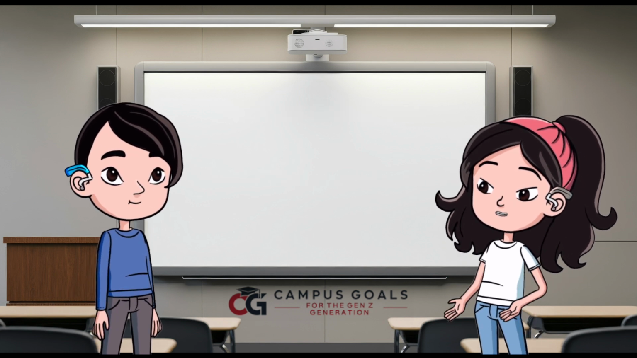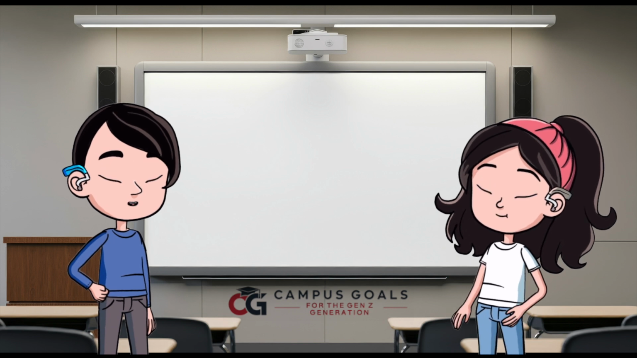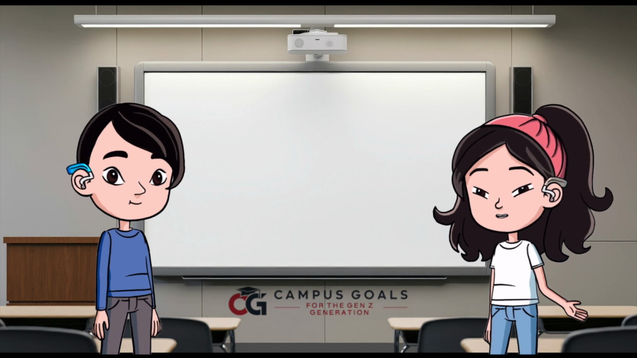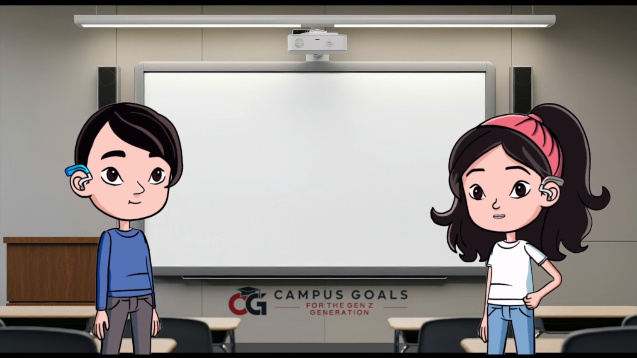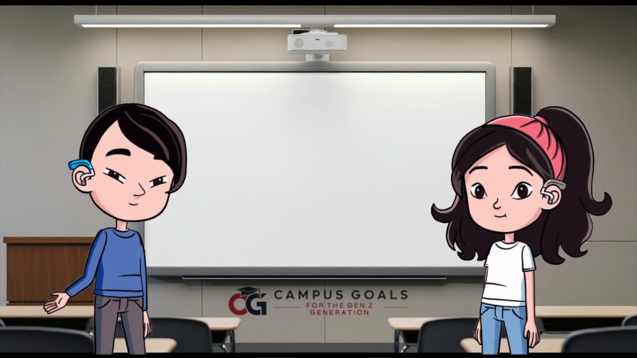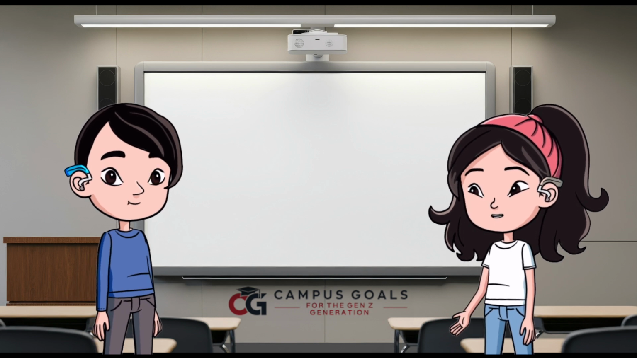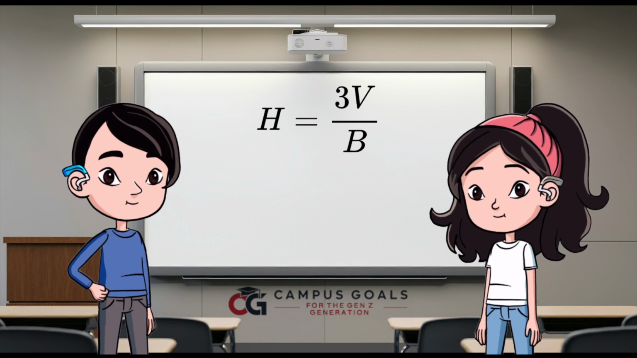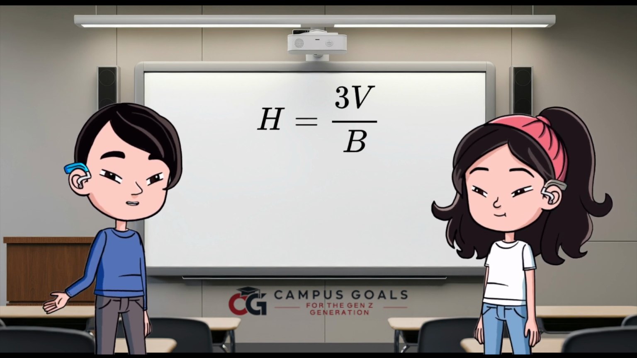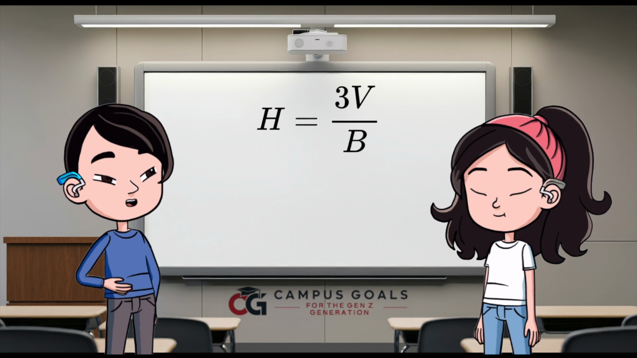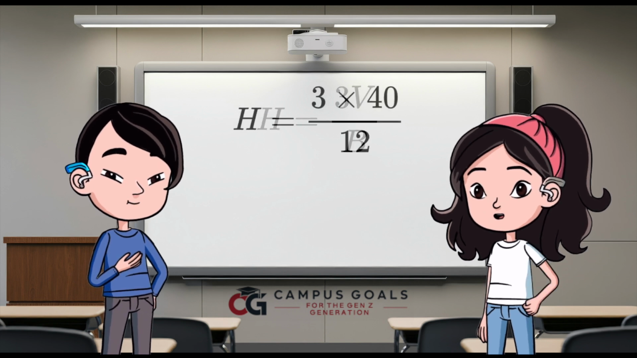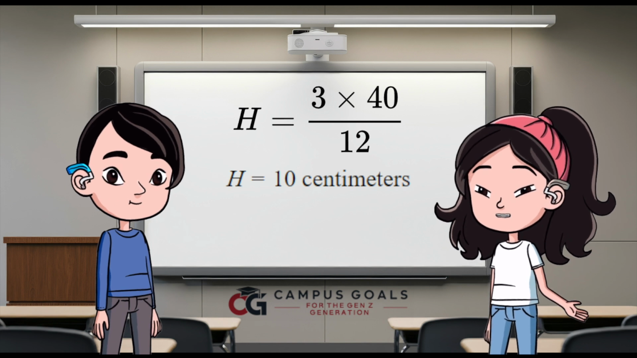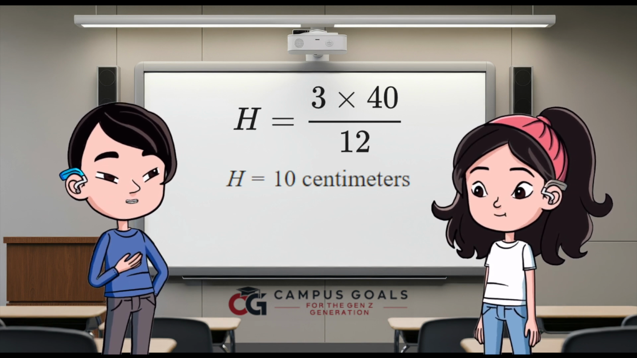But what if things get trickier? Like if we're given the volume and base area but need to find the height? Classic SAT curveball. But no worries. We just need to rearrange the formula. From V equals 1/3 BH, we solve for H. So H equals 3V divided by B? You got it. So if the volume is 40 cubic centimeters, and base area is 12 square centimeters, plug it in. H equals 3 times 40 divided by 12, which simplifies to H equals 10 centimeters. That wasn't so bad.